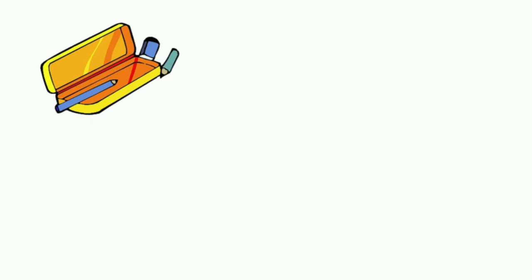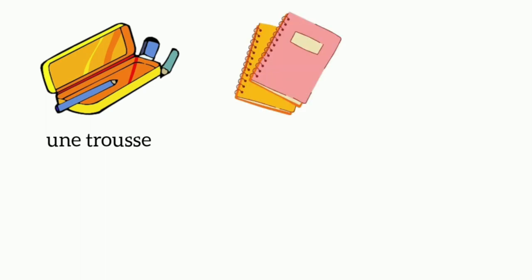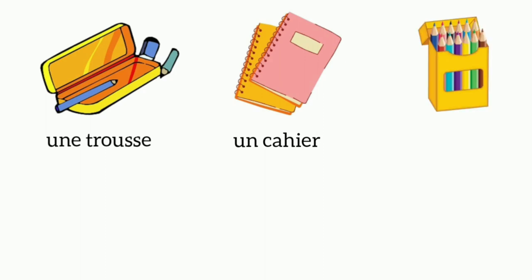So pencil box is called une trousse. Okay. Next comes a notebook. A notebook in French is called un cahier. Okay. Then we can also have color pencils. So color pencils are le crayon de couleur. It means the pencil of color.